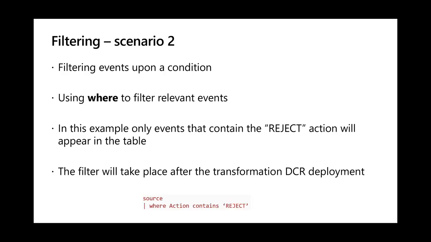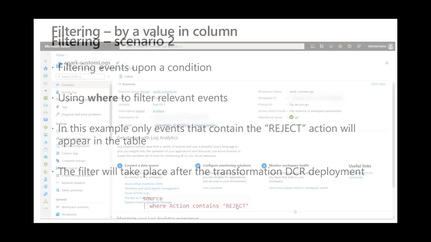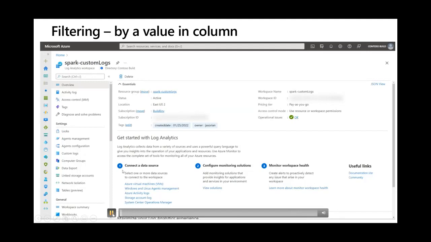So this is the KQL transform statement. And you can see it's quite simple. We use where action, the column action contains the value reject. Let's move to the demo.